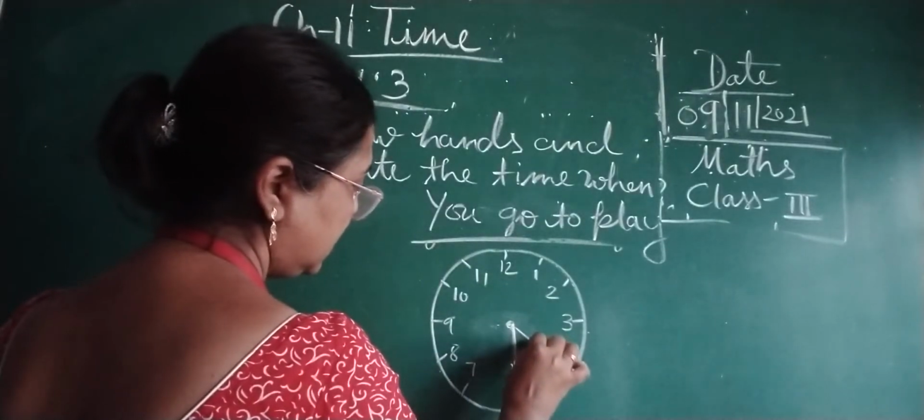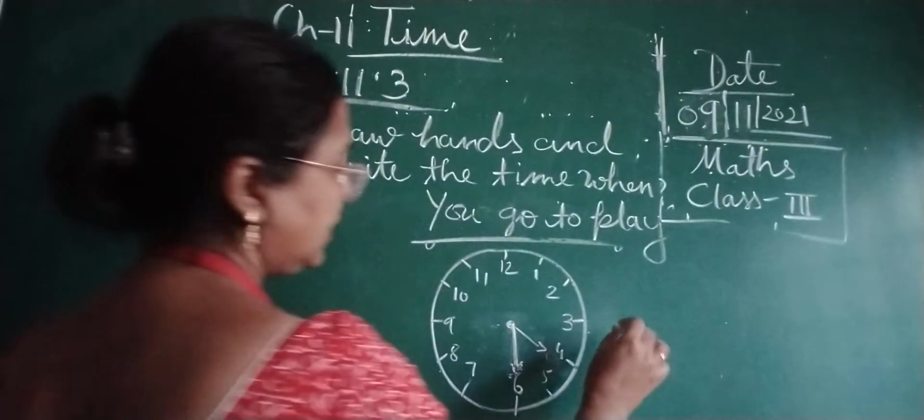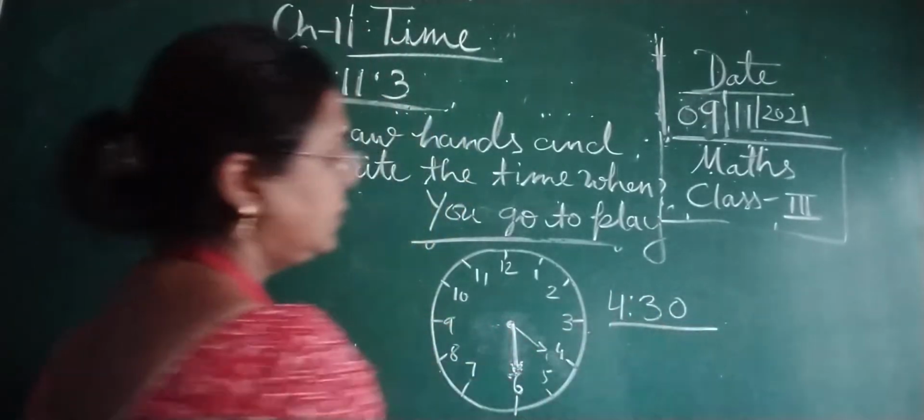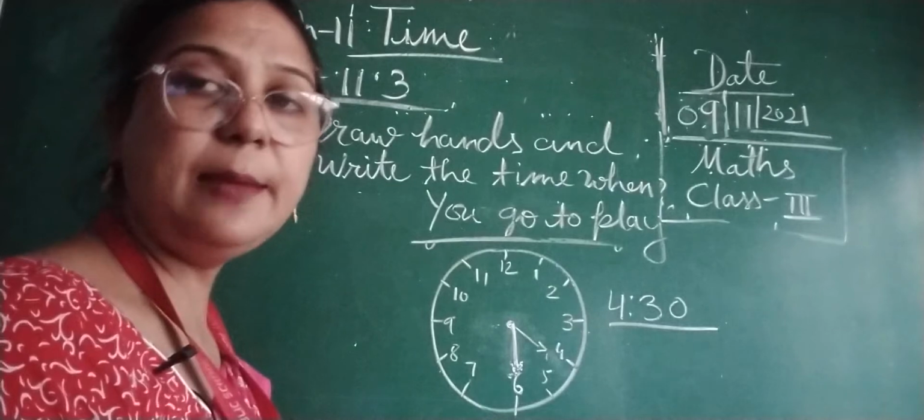Okay, so this is 4:30. So 4:30 is suitable for us for all the seasons. So this is 4:30. 4:30, it is a time to move out.